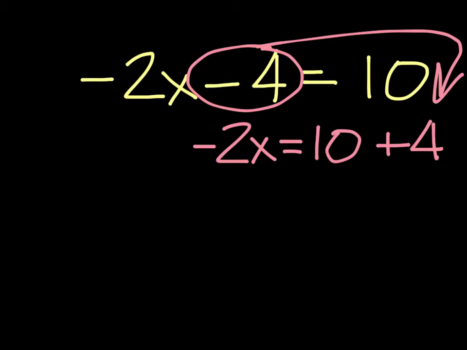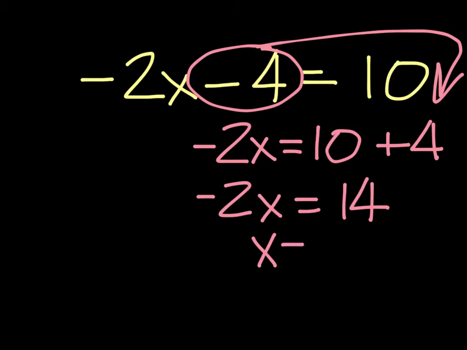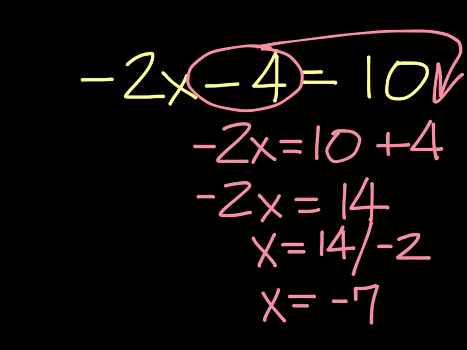So what's 10 plus 4? 14. What do I do next? Divide by negative 2. Yeah, 14 divided by negative 2. And what is that? Negative 7. Negative 7. Oh, I tried to do negative 2 first.